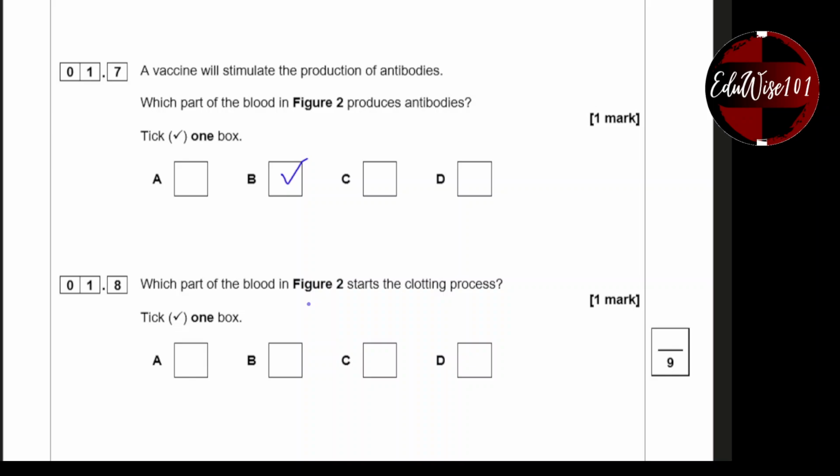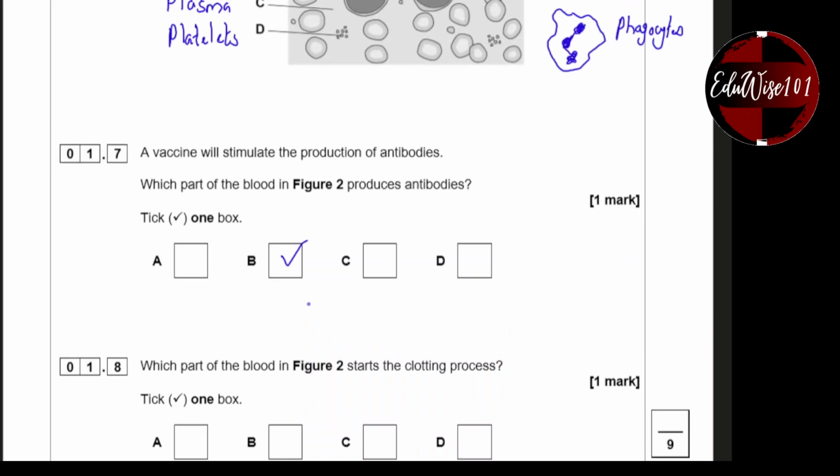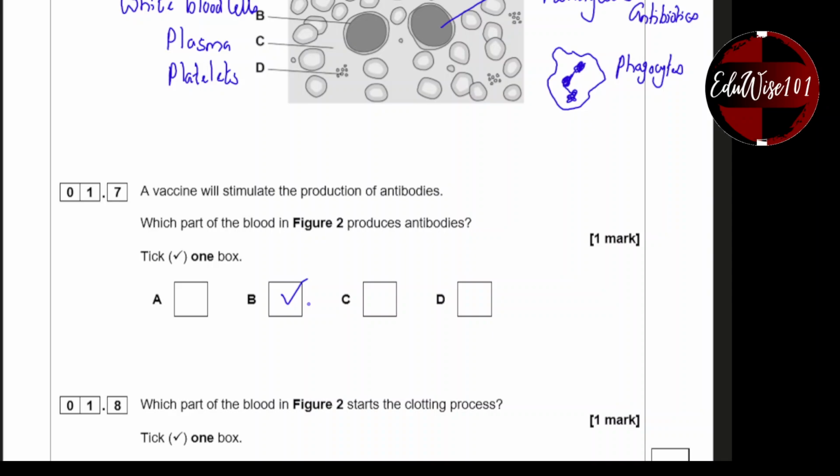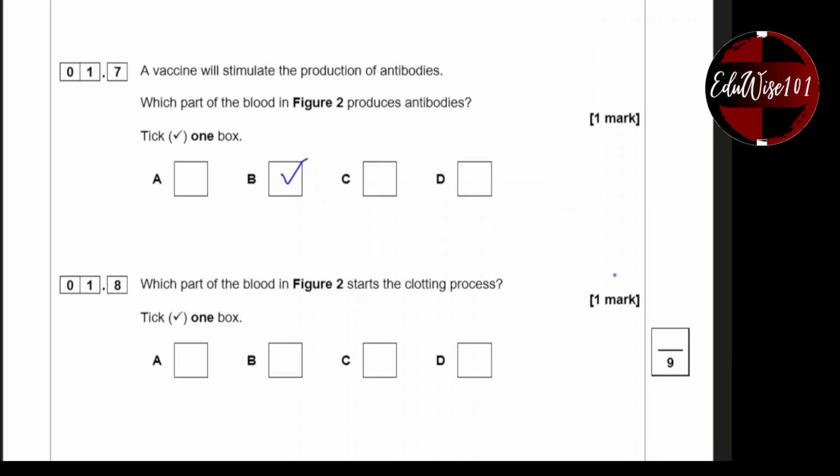Which part of the blood in figure 2 starts the clotting process? That is the platelets, which is D. That brings us to the end of question number 1. I will see you in the next video.